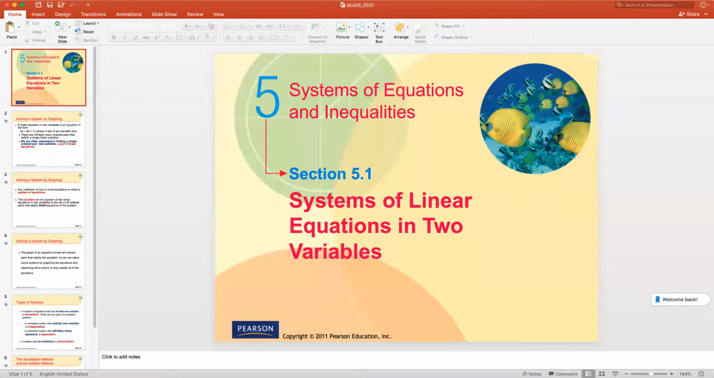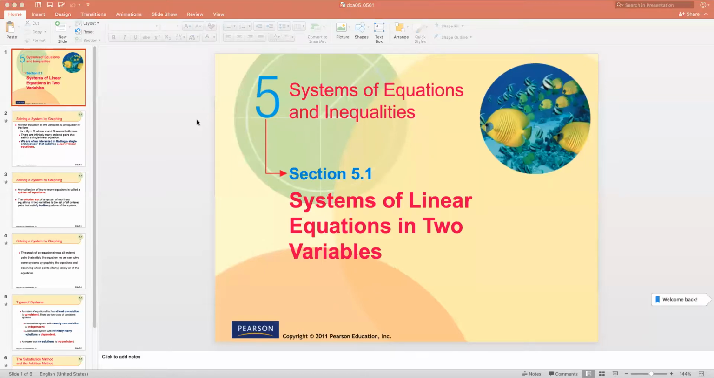All right, so section 5.1 is talking about a system of linear equations in two variables. What is this? A system of linear equations is nothing but multiple linear equations coupled together. So we want to find a solution set satisfying not just one linear equation, but all of the linear equations in the system.